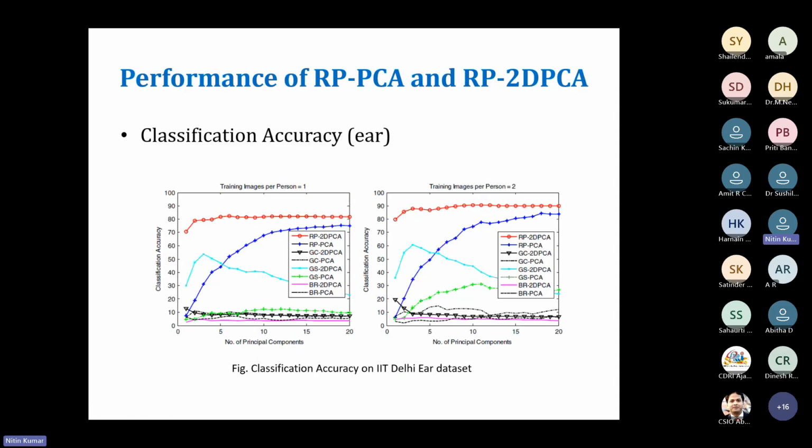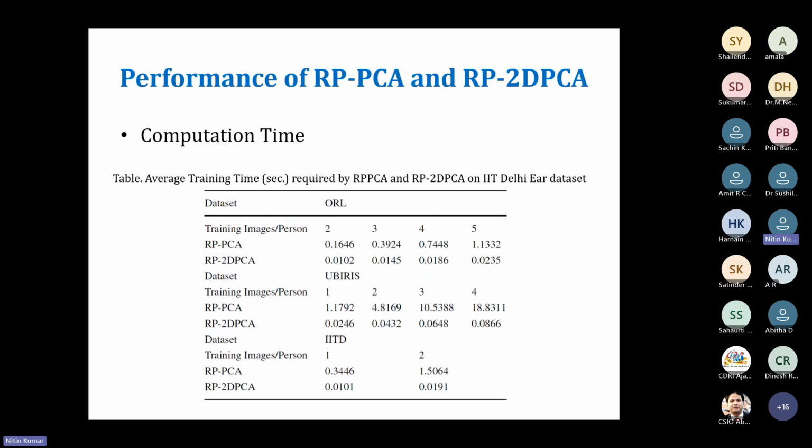Okay, now this is the classification accuracy for the ear dataset. After that, we had also done some computation time analysis, how much time is required by the two methods. You can see here the training time required for RP-PCA was larger, because each of the images was converted to a 1D vector, but here it was converted only to a 2D vector. There was no conversion required, so the time required was very little. 0.39 seconds for 3 images. As we increase the number of images, the training time requirement was more and more, and similarly for different datasets we have this training time.